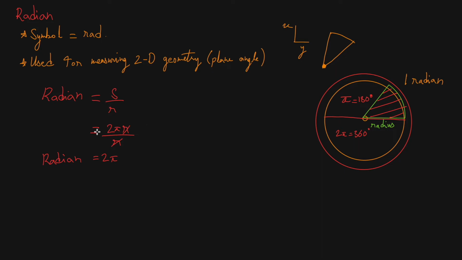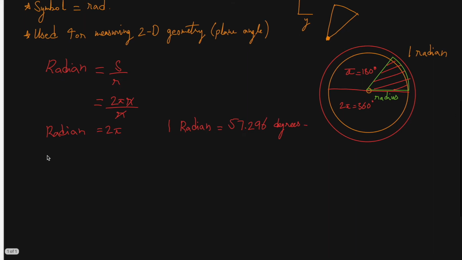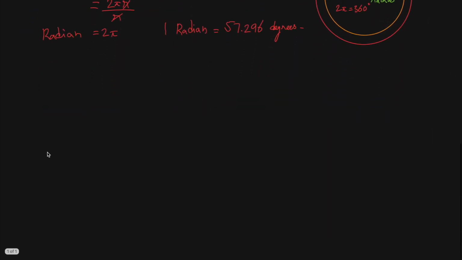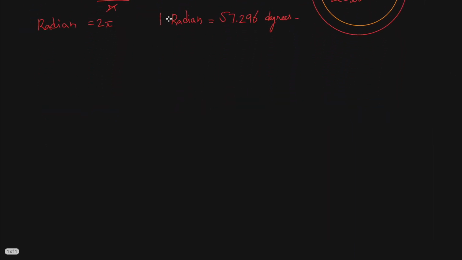Next, not to forget to mention that 1 radian is equal to approximately 57.296 degrees. Now we'll go from the radian to the steradian, which is basically three-dimensional.